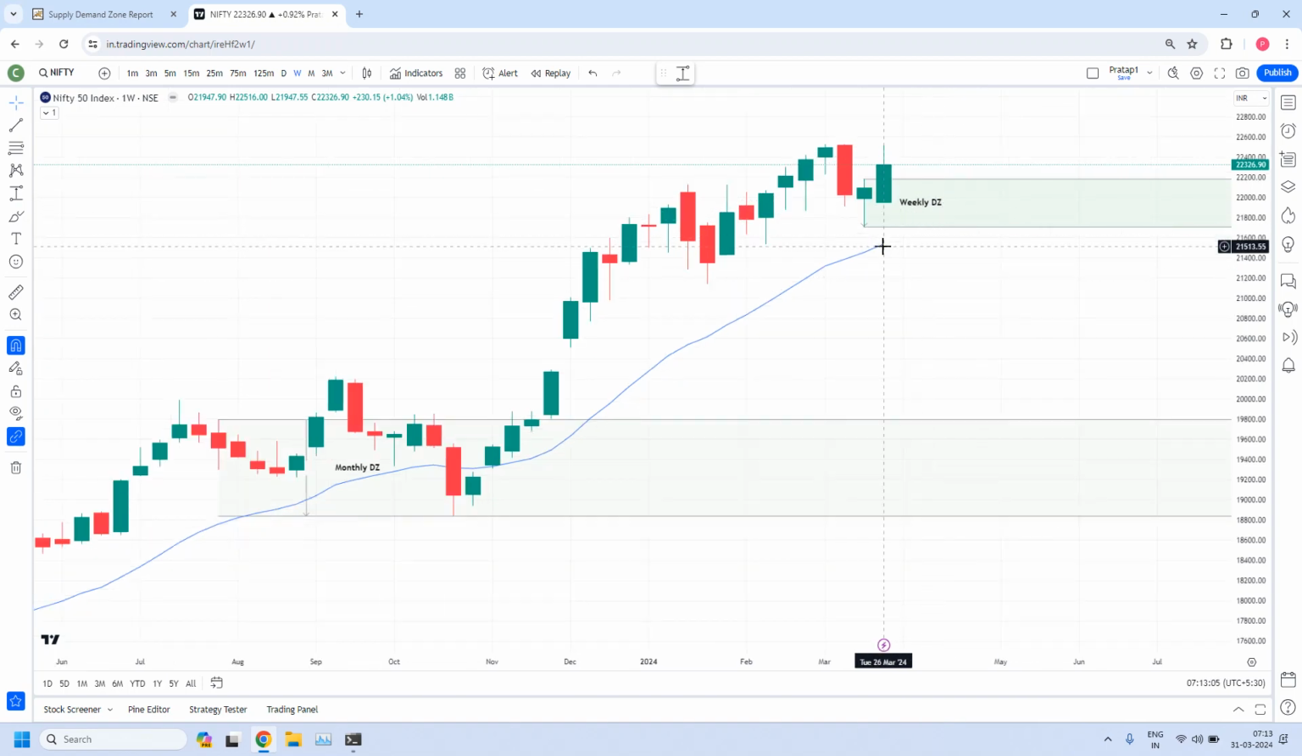And moreover, see the EMA, weekly EMA. Weekly EMA is very close. That means very soon, probably next week, this zone may get weekly EMA confluence. But now it is very close. Almost it is able to get, or it is about to get weekly EMA confluence. So definitely, from the EMA point of view, this zone has some importance. But how strong this zone is, you have to understand only after fine tuning this weekly zone. So please remember it.